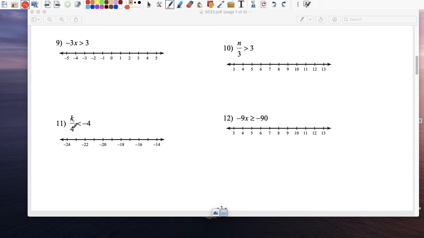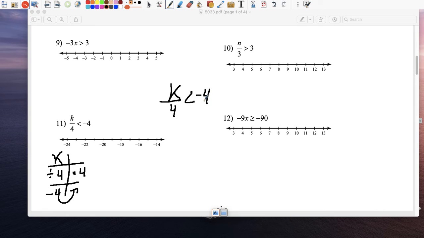Here we go. Next variable. So let's do over here. Variable is k. K divided by 4 is less than negative 4. So we're going to multiply by 4. So let's show that. K over 4 less than negative 4. Left and right. And then we're going to times 4, and on the other side, we're going to times 4. Right? This and this goes away. We're left with k. K is less than negative 4 times 4, which is negative 16.